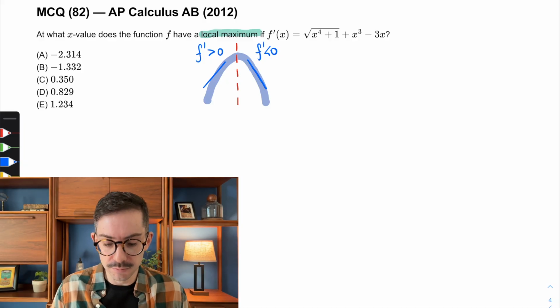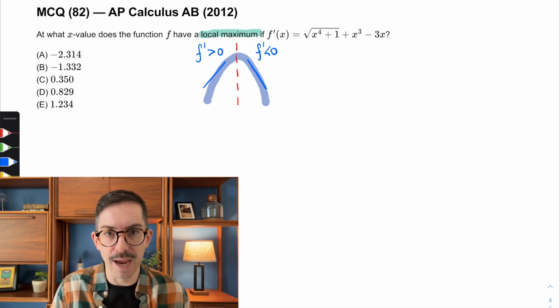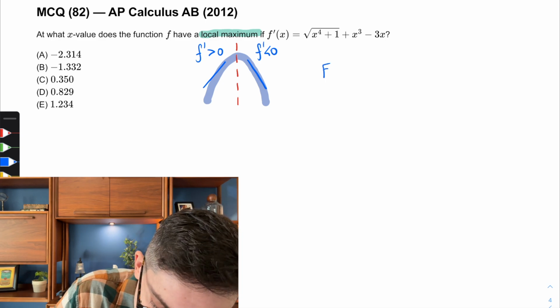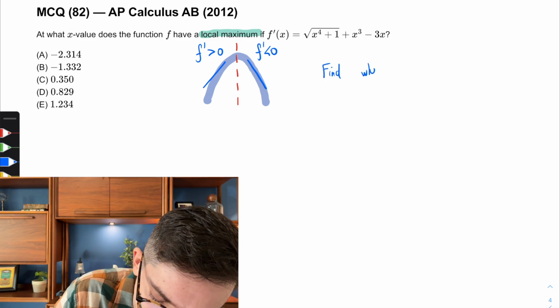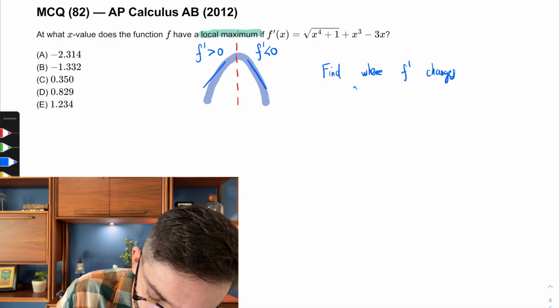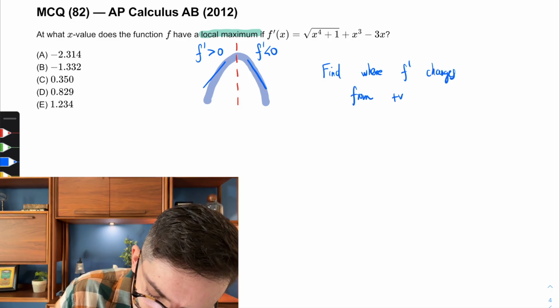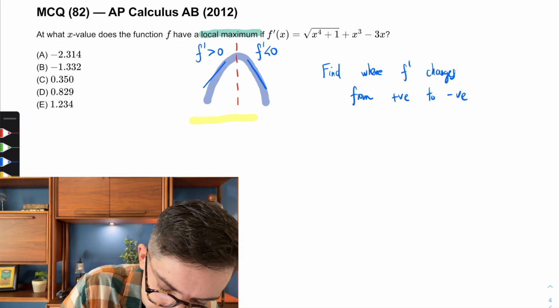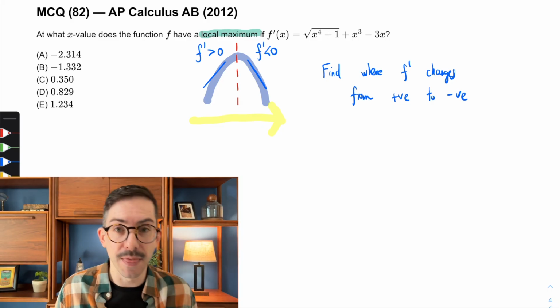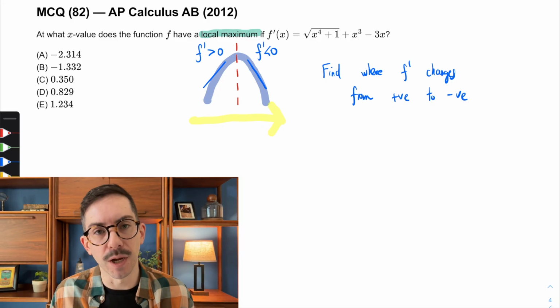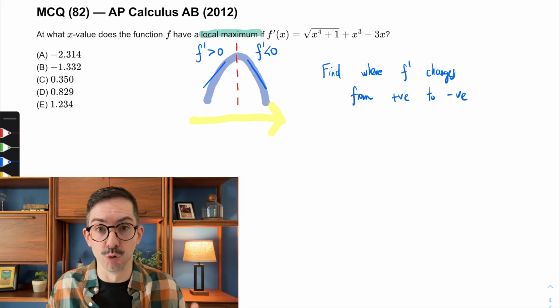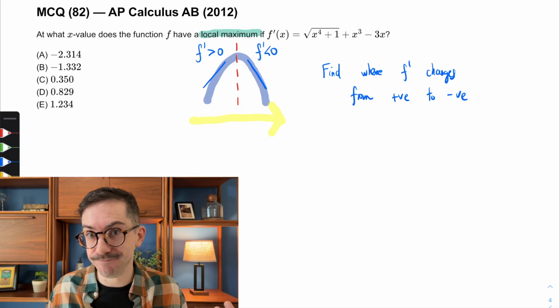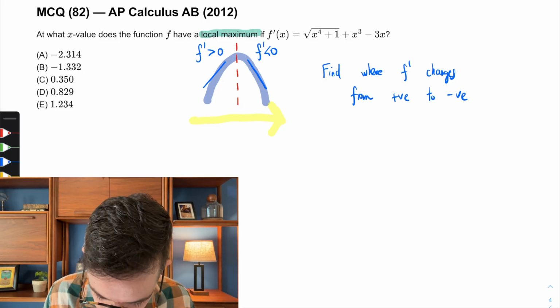Well, I can find where this happens on my calculator for this f prime. So I need to find where f prime changes from positive to negative. So as I go along the x-axis that way, I need to find where f prime changes from being above the x-axis to below the x-axis. Let's pull up our calculator.